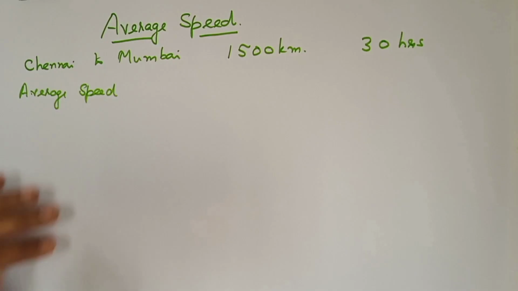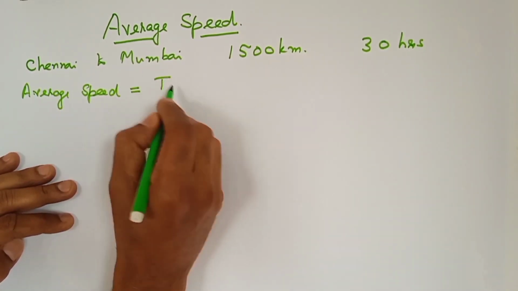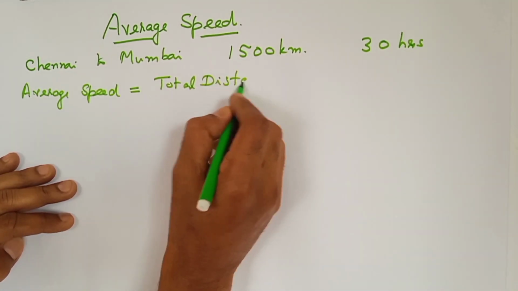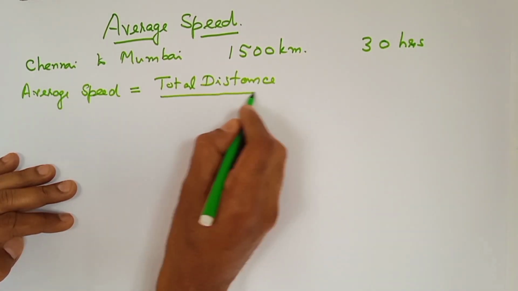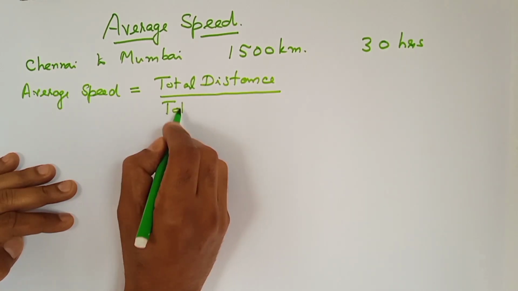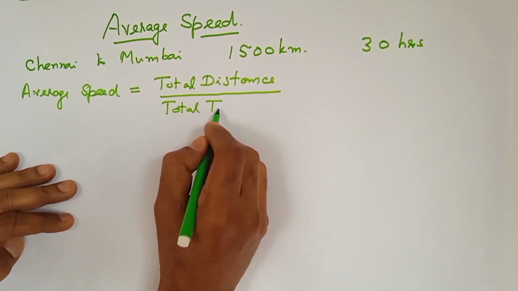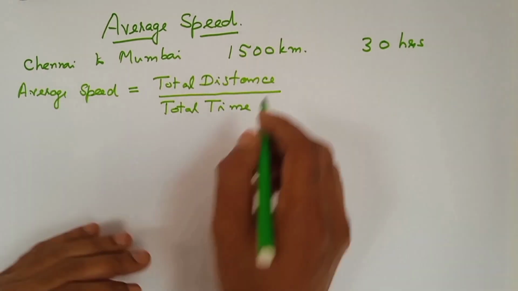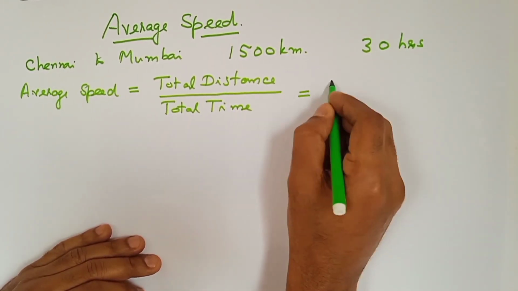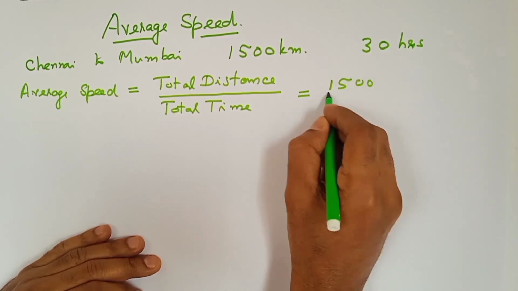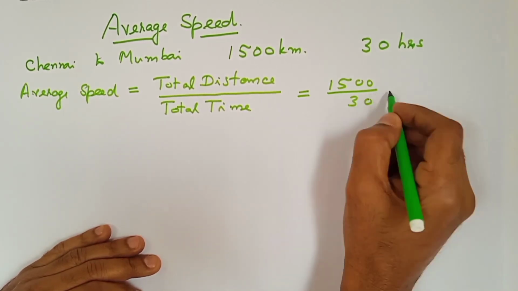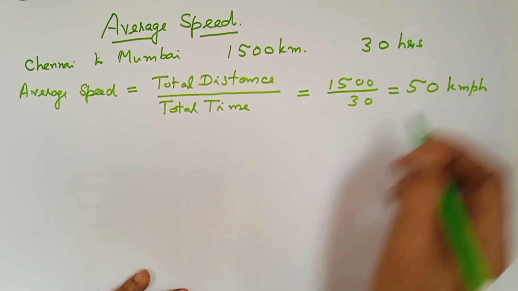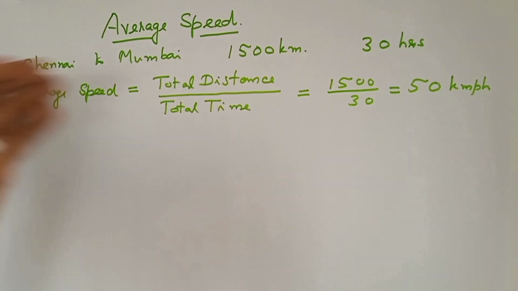Average speed is calculated like this. You take the total distance covered, divide that by total time taken for the entire journey. Here, as you know, this is assumed to be 1500 and the total time taken is 30, which works out to 50 kilometers per hour. And this is taken to be the average speed of the entire journey.